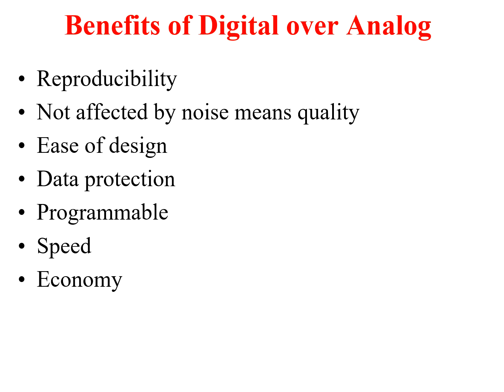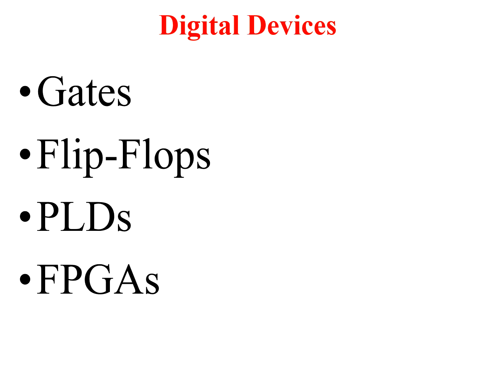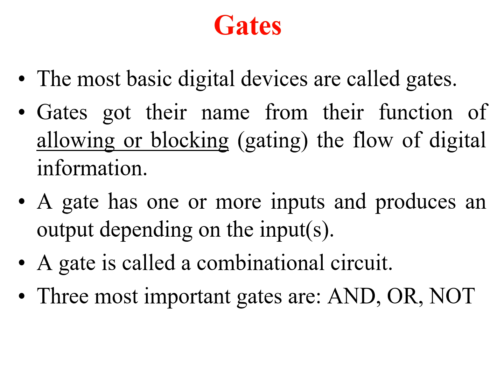There are benefits of digital signals over analog signals: reproducibility, not affected by noise, easy to design, data protection, programmable, high speed and economy. The different types of digital devices are gates, flip-flops, PLDs and FPGAs.